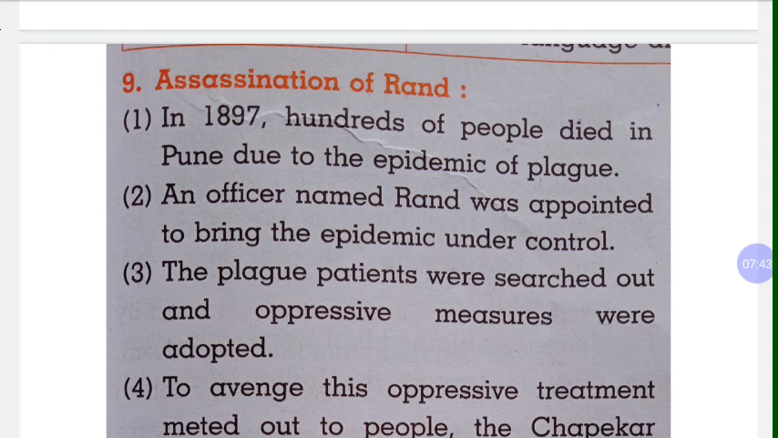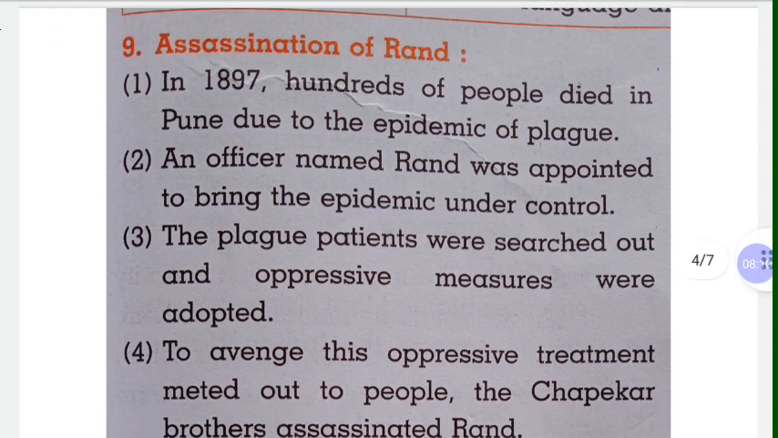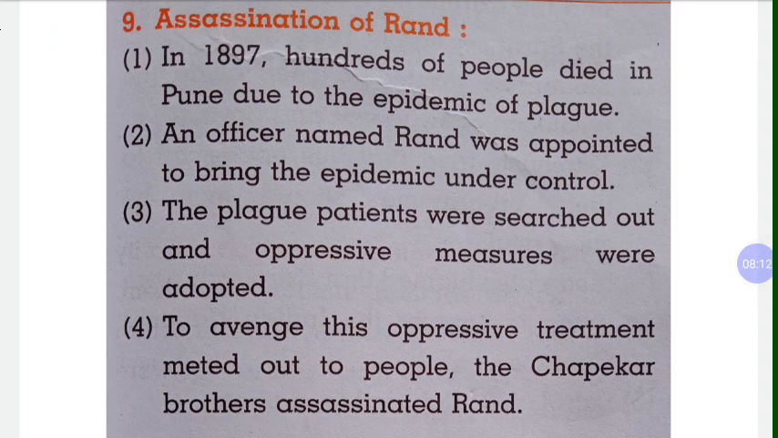Similarly, an epidemic occurred in 1897 and hundreds of people were dying, and there was an officer named Rand appointed to bring the epidemic under control. So he was appointed to bring this situation under control ताकि ज़्यादा से ज़्यादा लोग बचे, and he was in charge of that, but he did not take any measures. The plague patients were searched out and oppressive measures were adopted. To avenge this oppressive treatment meted out to the people, the Chafekar brothers assassinated Rand.